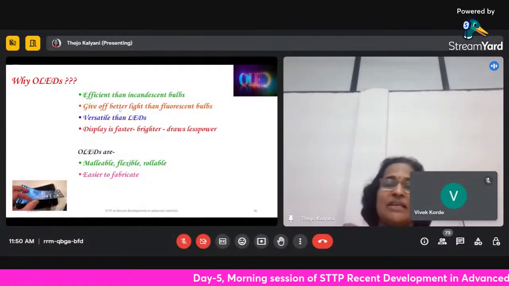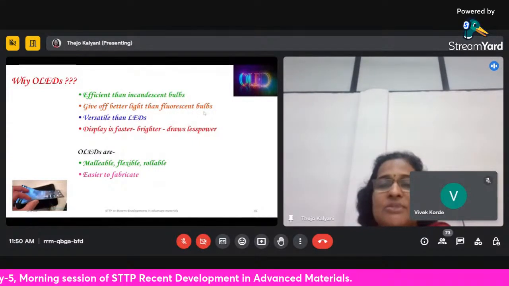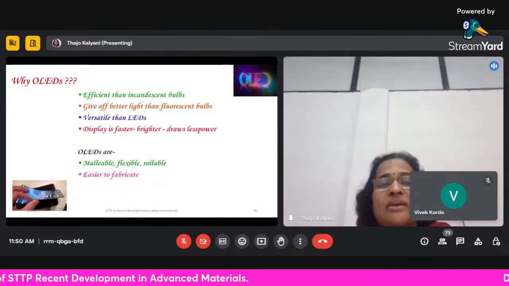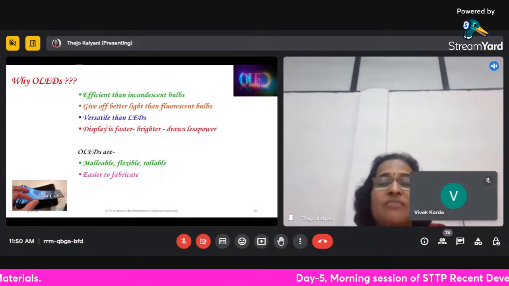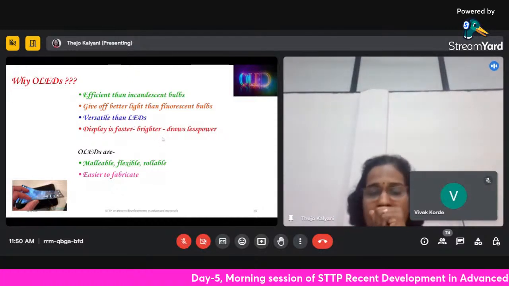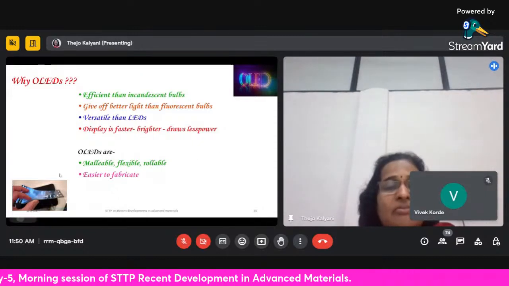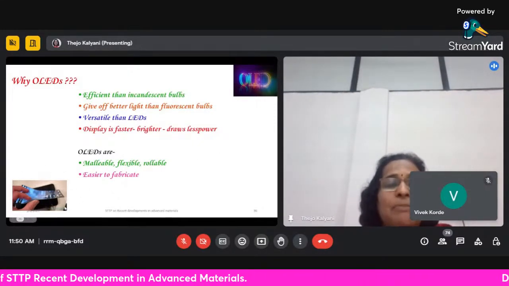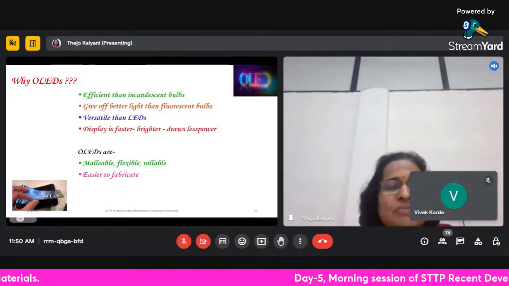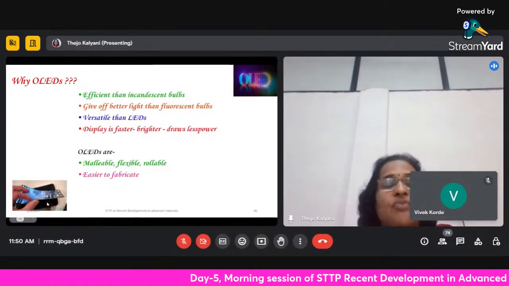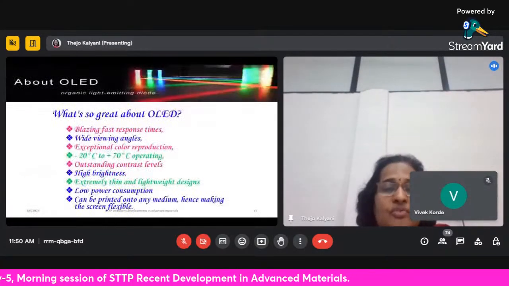They are more efficient than incandescent bulbs and give off better light than fluorescent bulbs. So we are comparing how they are superior to incandescent bulbs, how they are superior to fluorescent bulbs, and even how they are versatile compared with LEDs. They display faster, brighter, and even draw less power. The most important and appealing part of OLEDs is that they are malleable, flexible, and rollable, and hence this makes them versatile compared with other lighting systems. And even it is easy to fabricate.